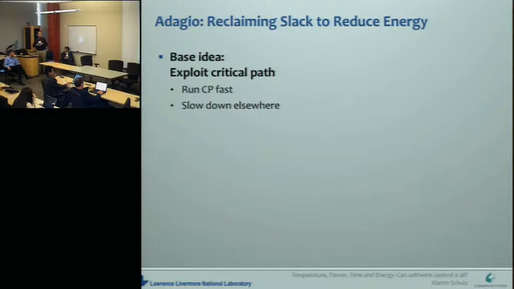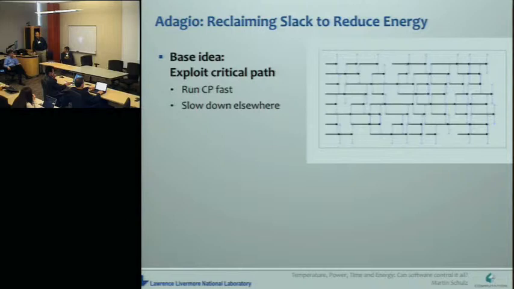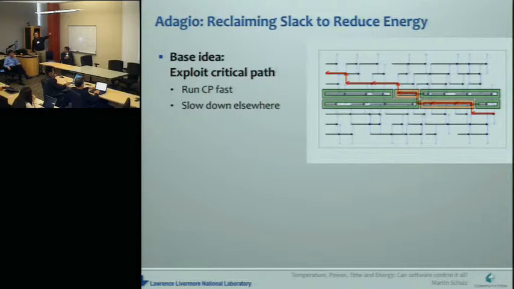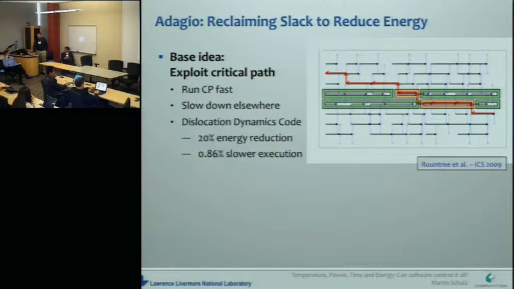So if you have the execution of an MPI program, you have messages in between, you have the critical path running through. So whenever you hit the critical path, you run as fast as you can. And in these green parts, you actually slow down, because you have long waiting times, where you're just waiting for the critical path to arrive at you. And so we did this with a molecular dynamics code, and we actually saved 20% of energy while running only less than a percent slower using this approach.